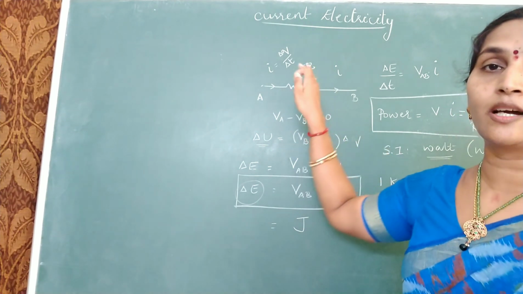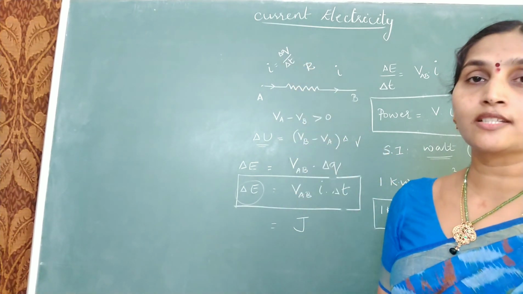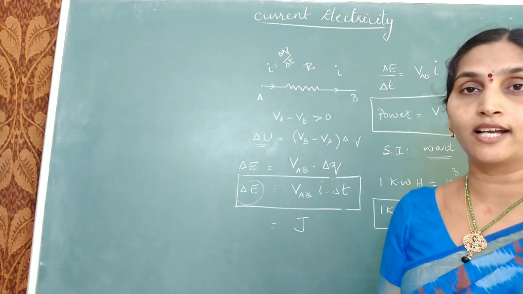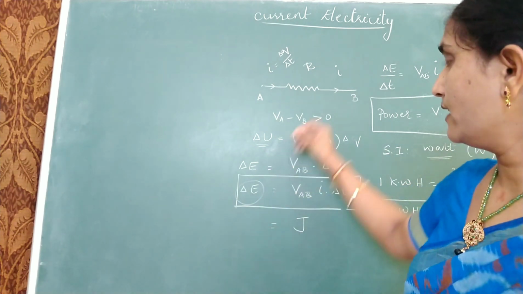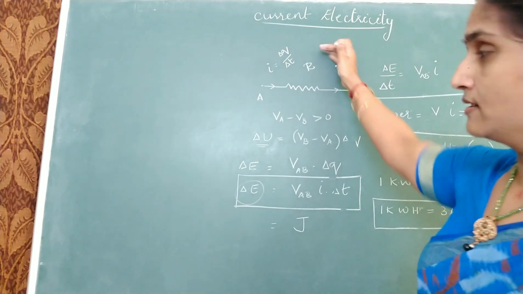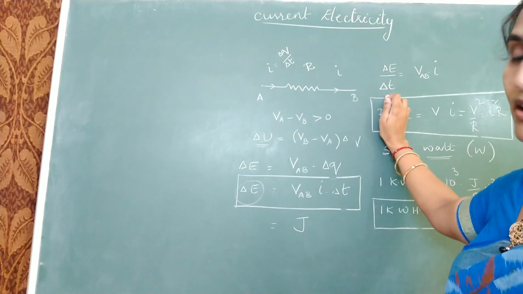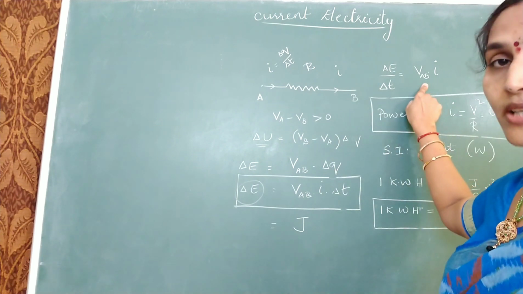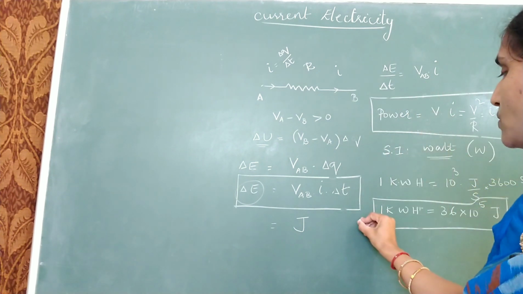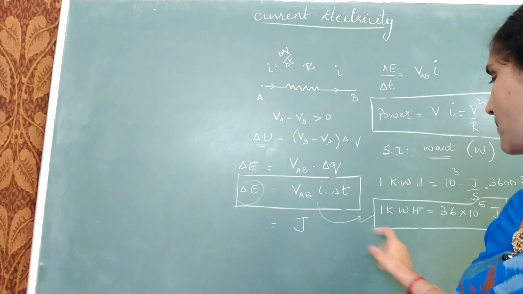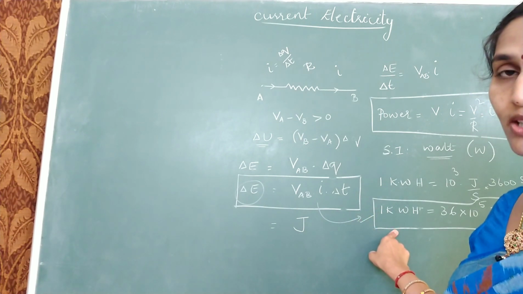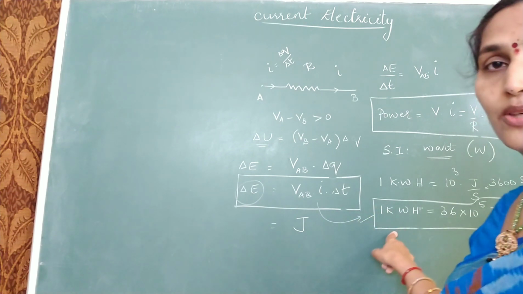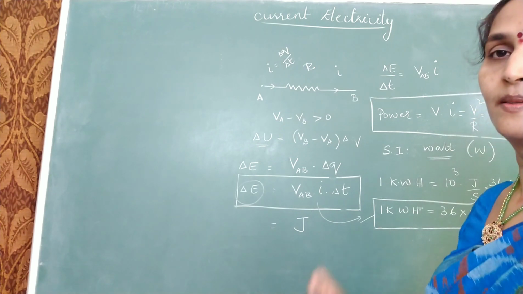If it is a resistor, it appears in the form of heat. If it is a bulb, it appears in the form of light and so on. And the rate at which this energy is dissipated, dE divided by dt or delta E divided by delta T, we call it electric power. And the commonly used unit for electrical energy is kilowatt hour. It's also called 1 unit in our general terms.